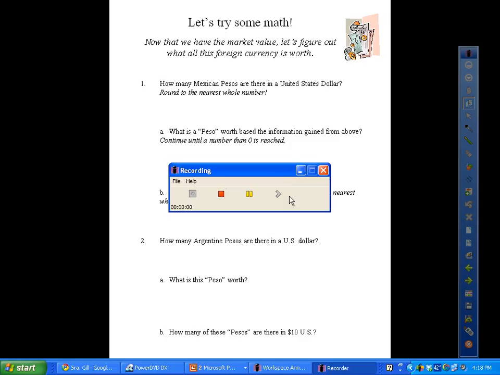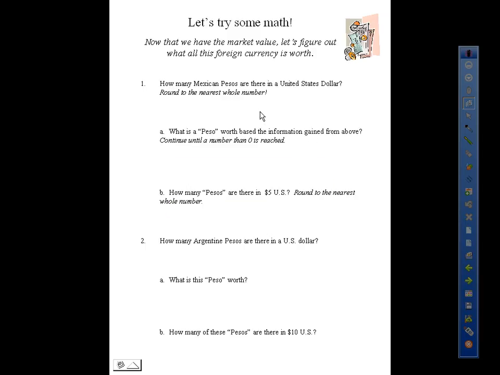Okay, so now you've looked up all your currency values and you've figured out their market values and what they are. So now let's do some math. And we're going to create some formulas here. We're going to do two problems together, and you'll see that each problem has actually three sub-problems in them. You must show your work when you do that.